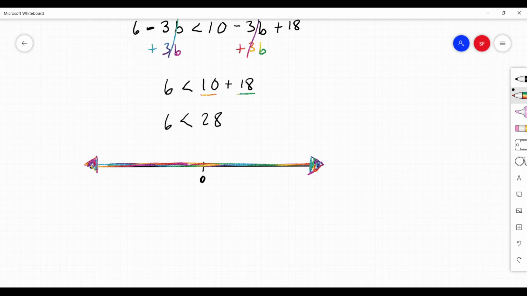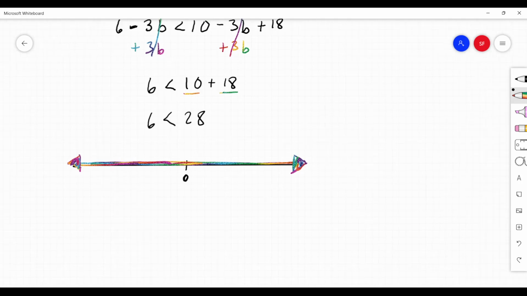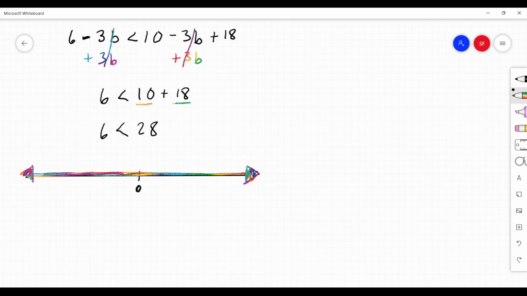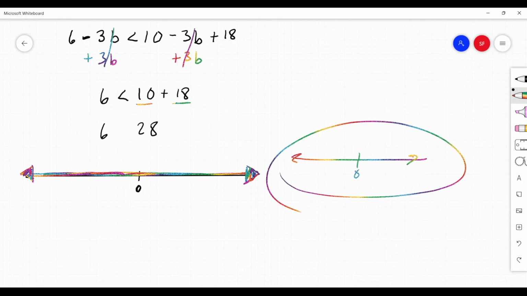What is the no solution problem? If this problem ended up being false, it's nothing. You graph nothing. There's not even a dot. Null set.